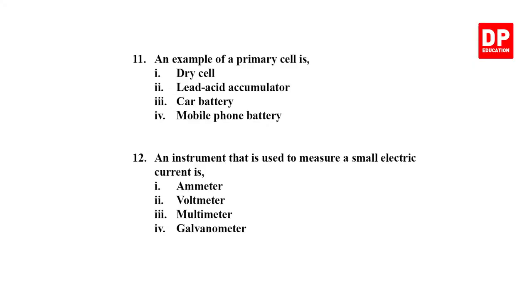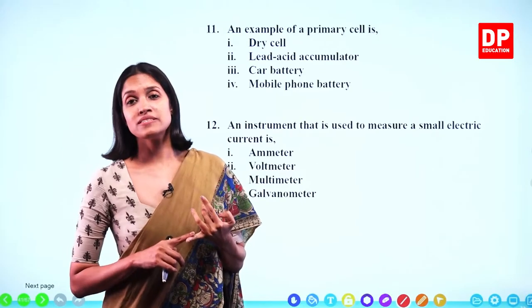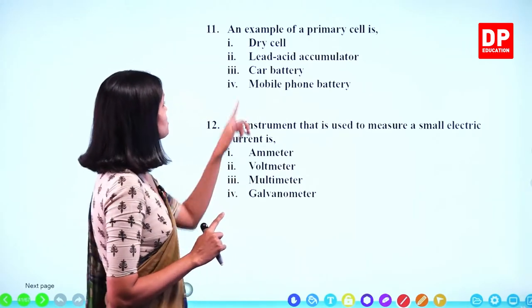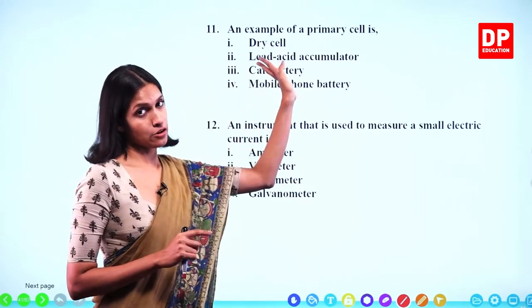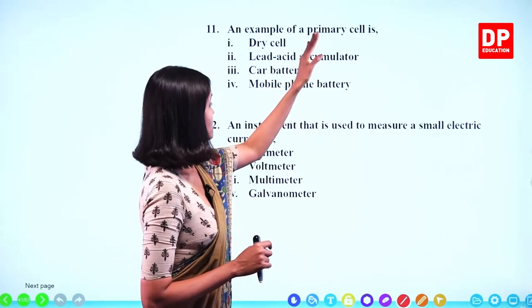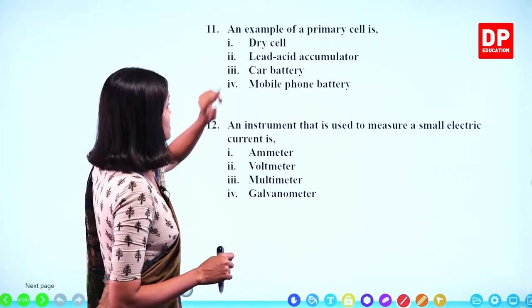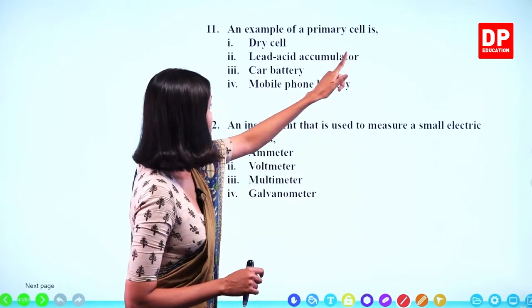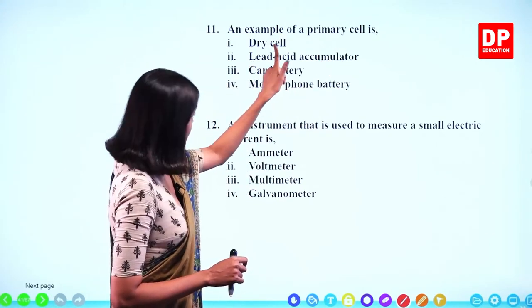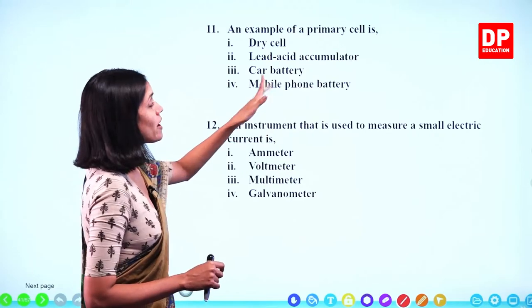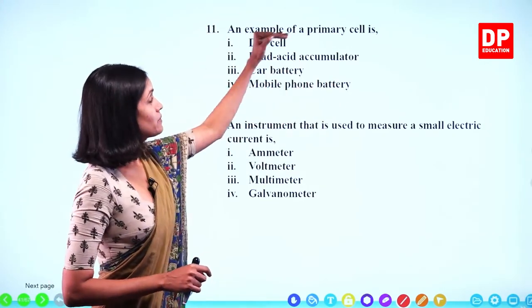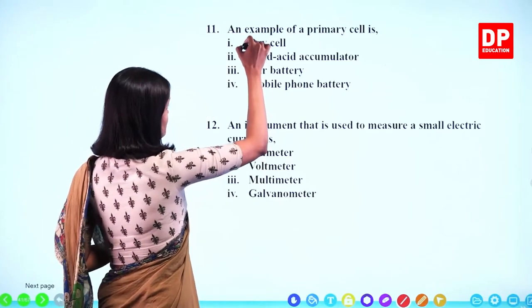Next one. An example of a primary cell is, primary cells means the cells that cannot be recharged, okay? Dry cell, yes, dry cell cannot be recharged, that is correct, but we are going to go through the rest. Lead acid accumulator means vehicle battery can be recharged. Car battery can be recharged. Mobile phone battery, yes, can be recharged. Therefore, primary cell is dry cell.